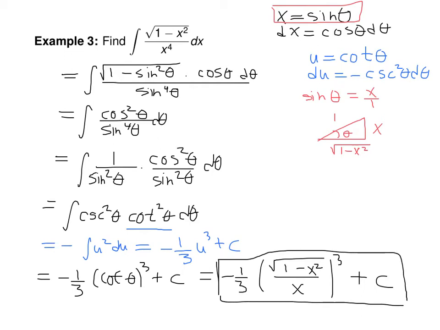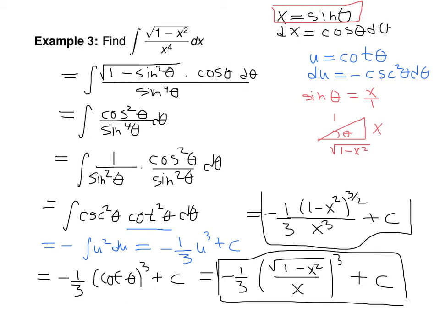Another way to express that is this, negative 1/3. The numerator would be 1 minus x squared, the quantity to the 3/2 power. The denominator is just x cubed plus c. So those two answers are equivalent. Either of them is correct. It's just good to know both options.